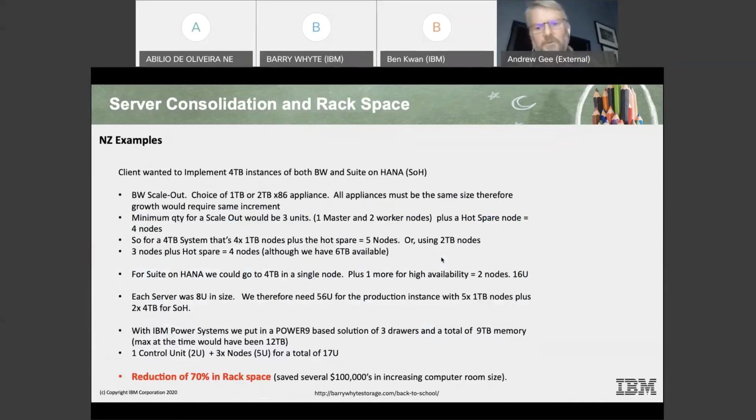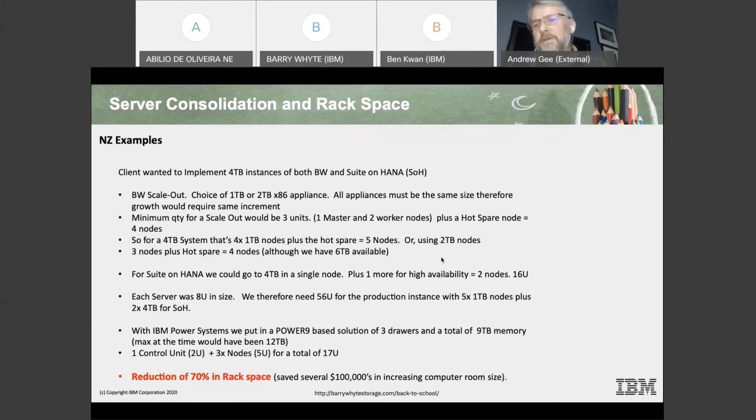Just to wind up, here's an example we did in New Zealand. The client wanted to implement 2 4 terabyte instances, one of BW and one of Suite on HANA, as it was at the time before S/4HANA came out. And for the scale out, we had a choice of 1 terabyte or 2 terabyte. It's still 2 terabyte, x86 appliances. All appliances must be the same size. Therefore, any growth would require the same increment. The minimum quantity would be 3 units, 1 master and 2 workers.